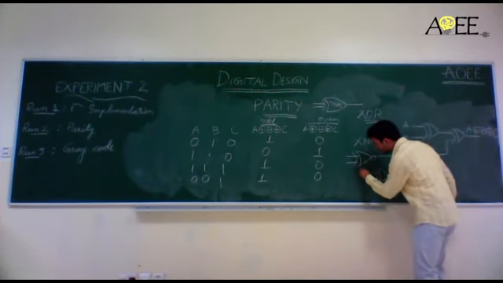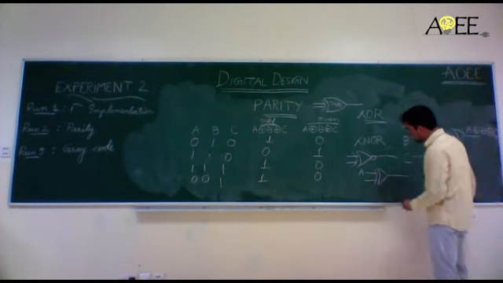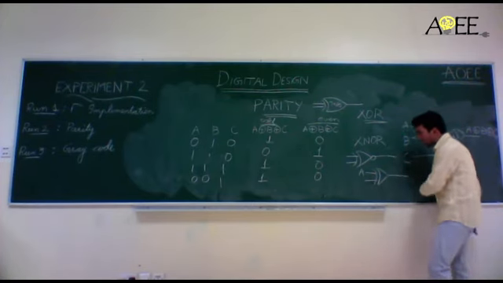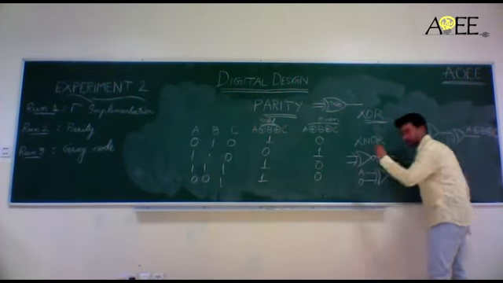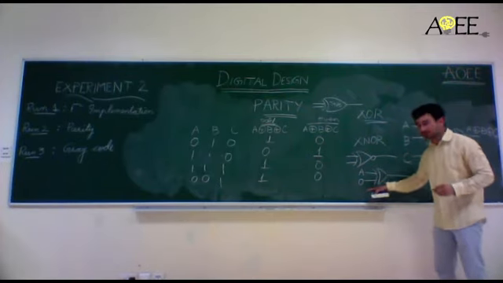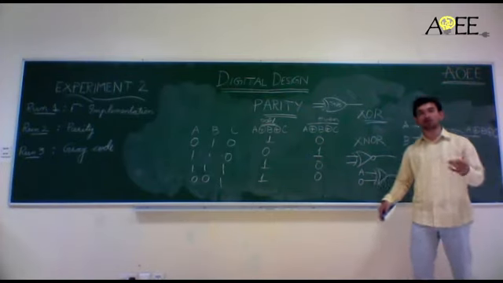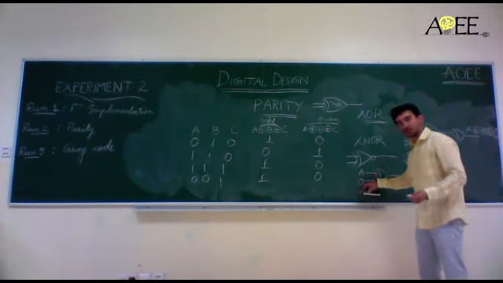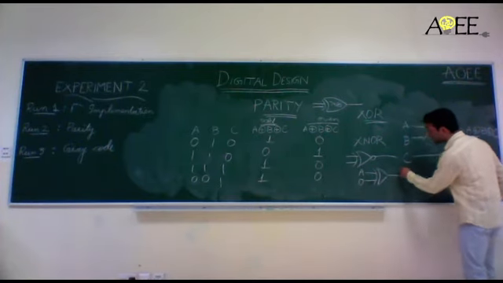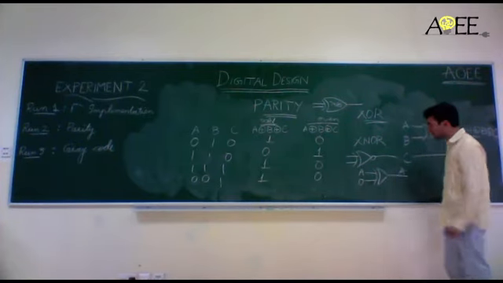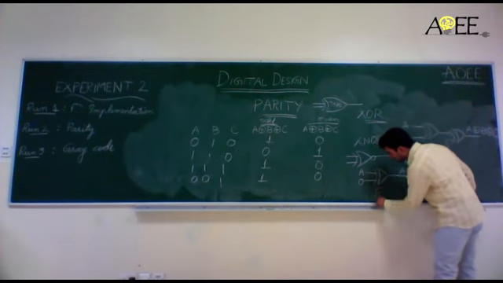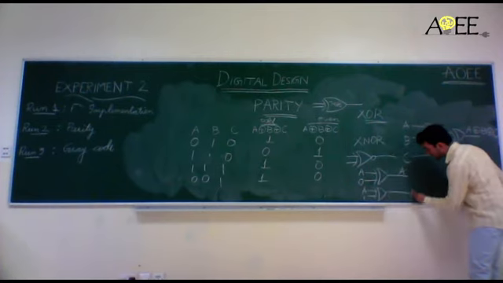So if this is A, then to get A, I should have 0 over here. 0 will mean that if a 0 input, or ground, or low, anything, is given along with A, then the output will remain A. And if 1 is given along with it, then the output will be A bar.